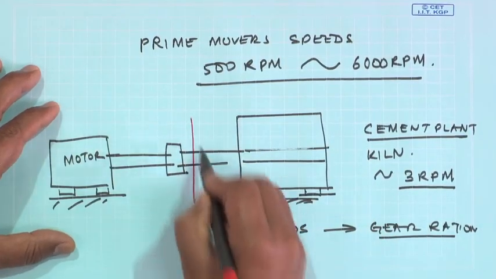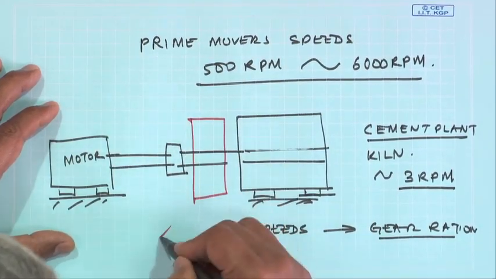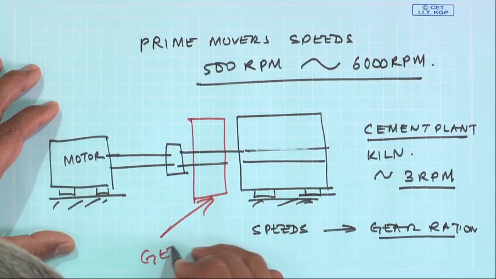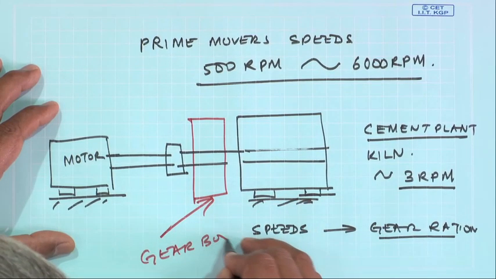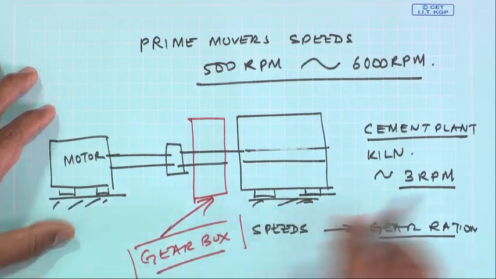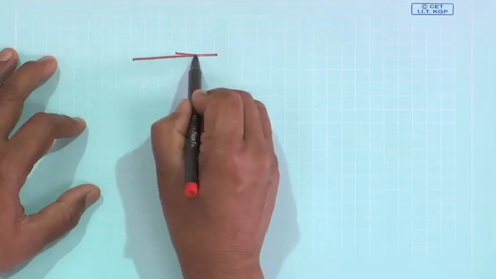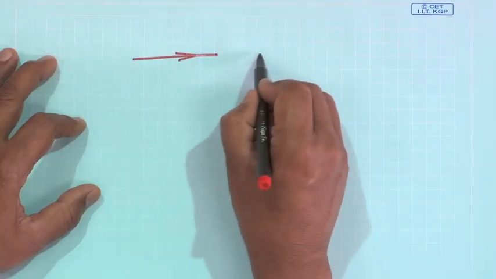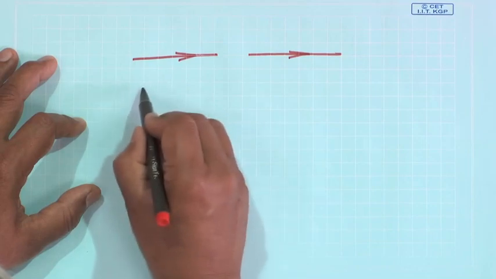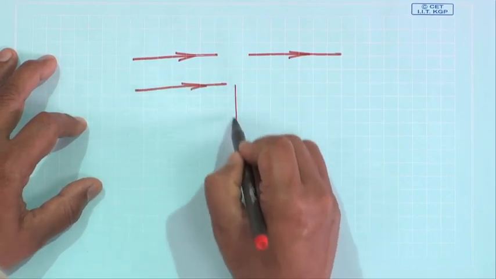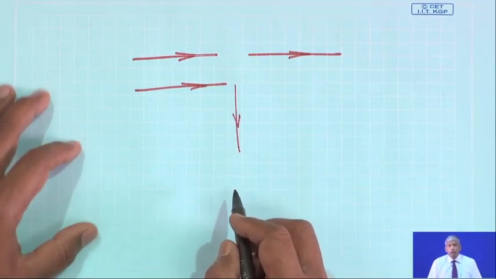So, to bring about such a speed reduction or speed amplification, one needs to have a gearbox in between. So, the gearbox forms a vital component in any mechanical plant or industry. And another complicated problem is the power direction. Sometimes the power is inline, sometimes I need to have the power direction changed.